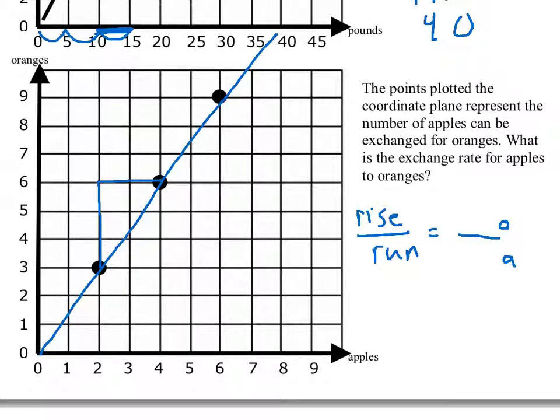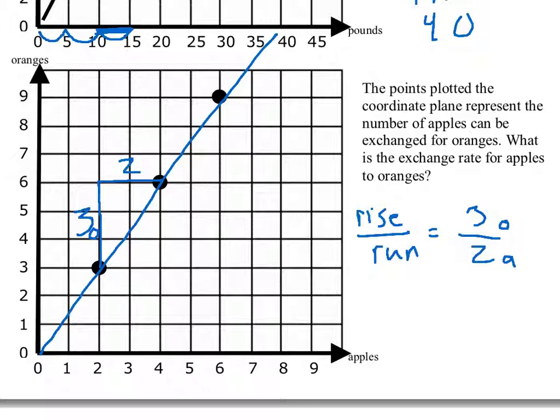Now we have to double check on these axes. How much is each box worth going up? 1. Okay, so this is 3 rise. And how much is each box going right? 1. So this is 2. So we have 3 oranges, that's our rise of 3, to 2 apples.